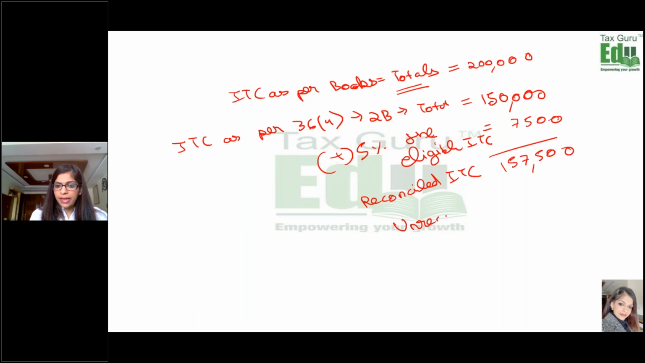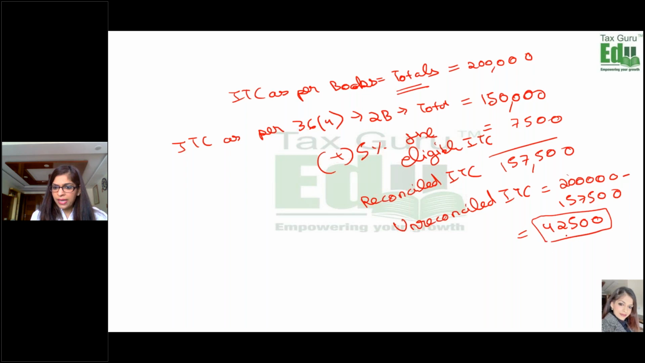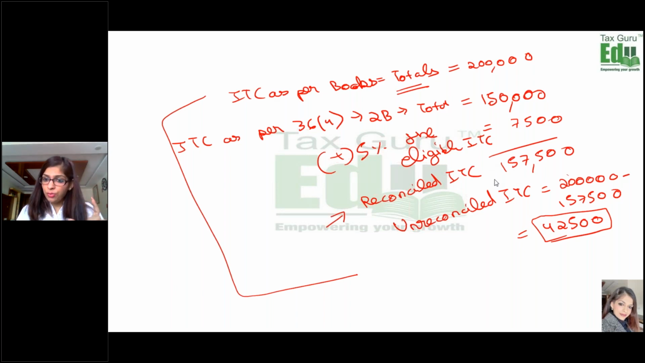And then unreconciled ITC is deduct 2 lakh minus 157,500. I think the figure will come to 42,500. So this is unreconciled ITC. This will still lie in your credit ledgers. You will take only this ITC. So this is how you need to prepare this reconciliation statement as well in your Excel. You need to maintain that, and in your 3B file you will be taking this figure 157,500 in that summary sheet that I've provided to you. It will be 157,500, not 2 lakhs.